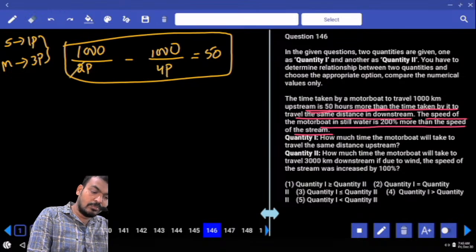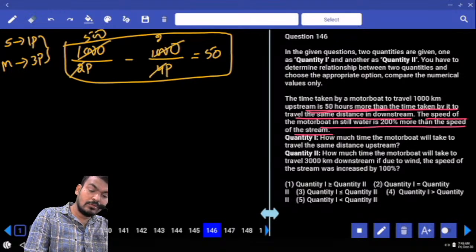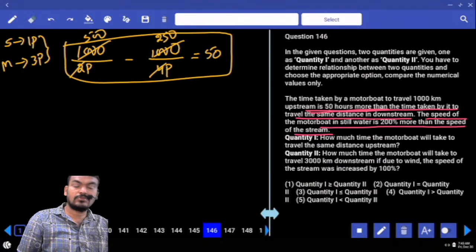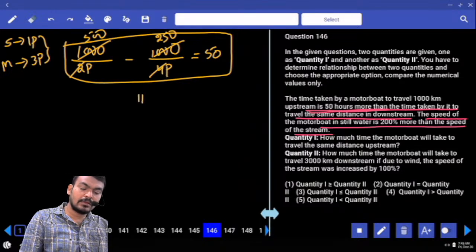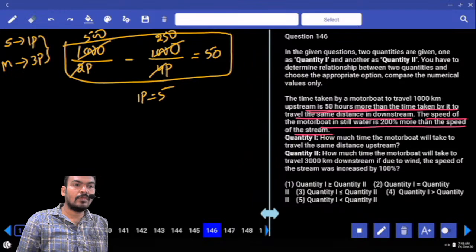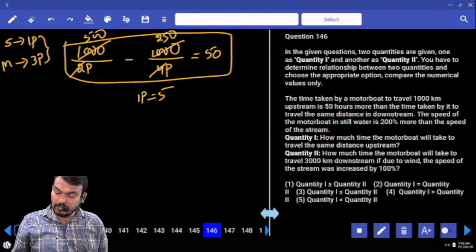First, 2 how many times? 500. 4 how many times? 250. 500 minus 250 is 250. 50 how many times 250? 5 times. Every 1 part is 5. So 1 part is 5. And what is the quantity one?